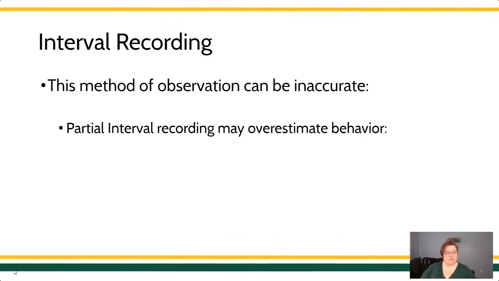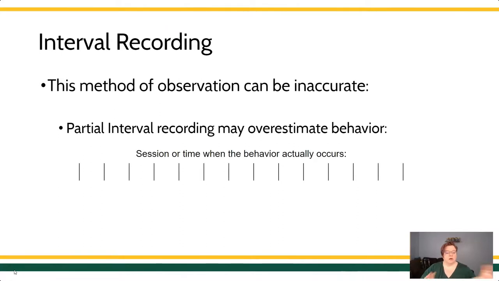Okay, so returning to interval recording, I want to talk now about the difference between partial and whole interval recording with an example on screen. What I'm showing you here are 15 intervals within a session. Now remember that with partial interval recording, if the behavior happens at all within that interval, you record it as occurring. The green bars underneath each of the intervals tell you the true measure, the true duration of behavior.